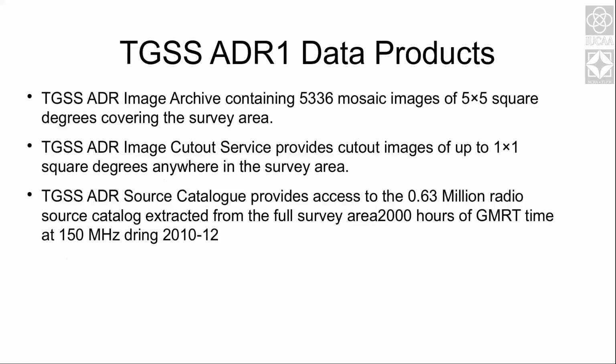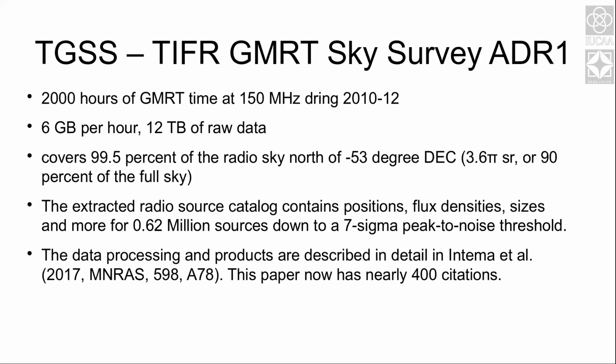GMRT also carried out a very large survey known as the TGSS, the TIFR GMRT Sky Survey. It basically used up about 2,000 hours of GMRT time at 150 megahertz about a decade ago and gathered a lot of data. This survey covers more than 99% of the radio sky north of minus 53-degree declination, and it covers 3.6 pi steradians. So a very large fraction, 90% of the full sky, has actually been observed.